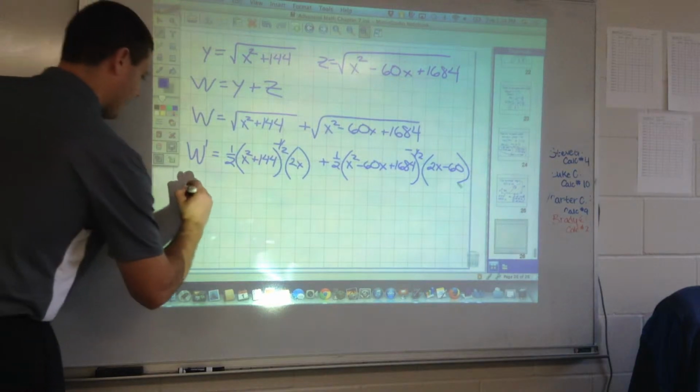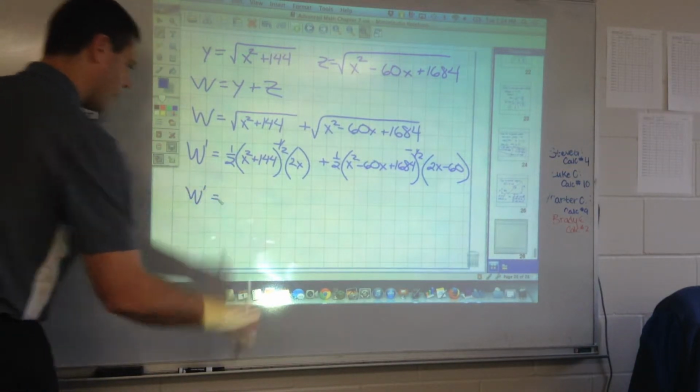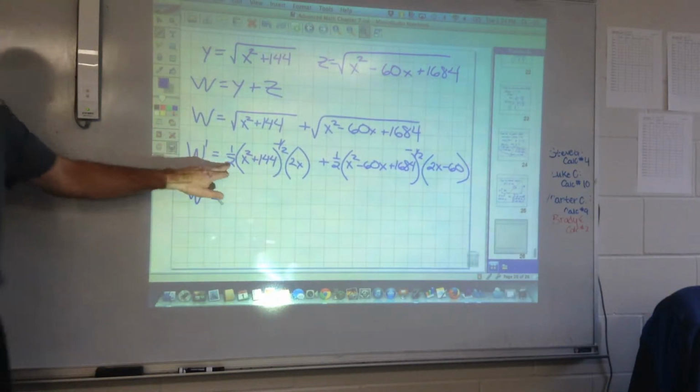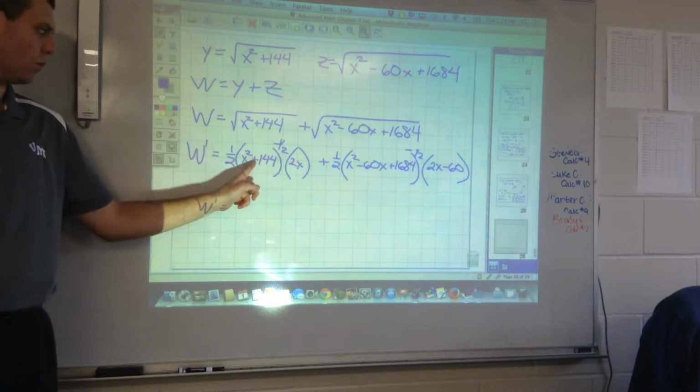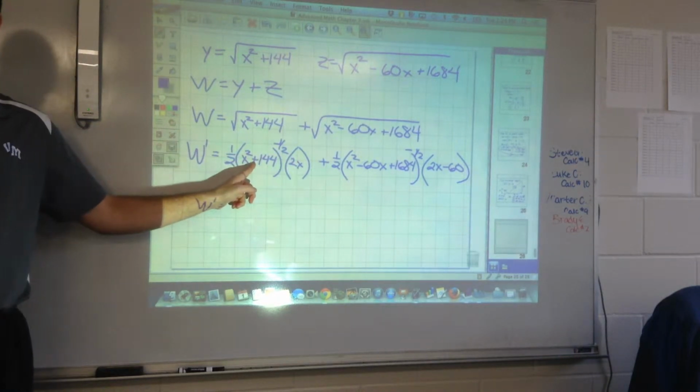Let's simplify. It's a pretty good guess. I like simplifying. The 1/2 times the 2x will just give you x, so I'm going to have x over the square root of this.